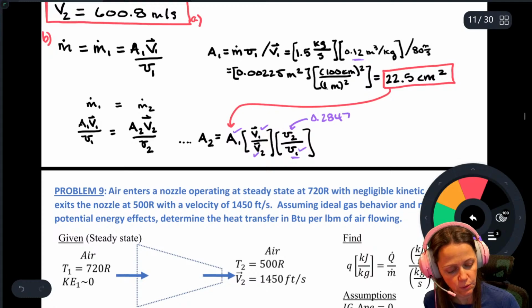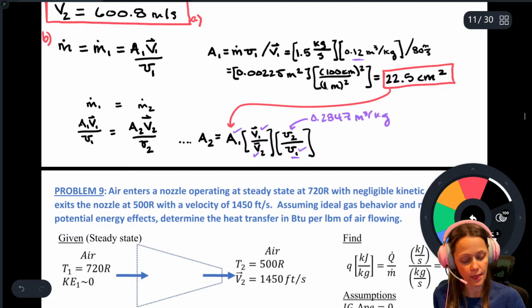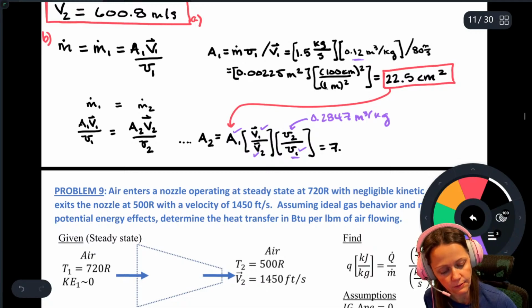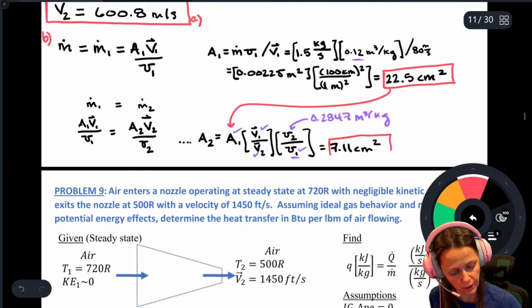So I will write 0.287 meters cubed per kilogram over here. Then that means this is going to be 7.11 centimeters, not cubed, squared.